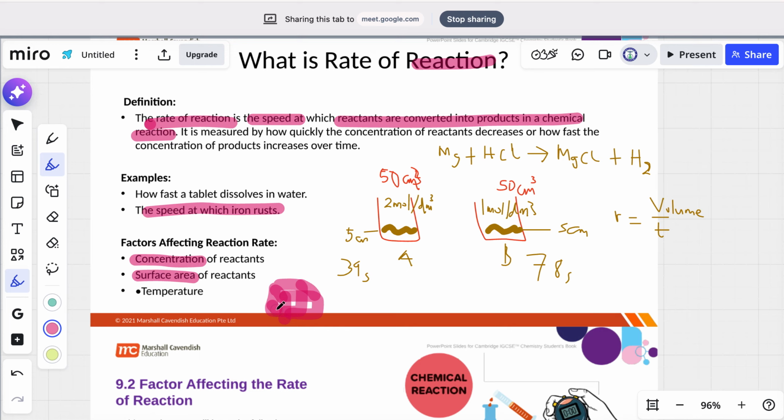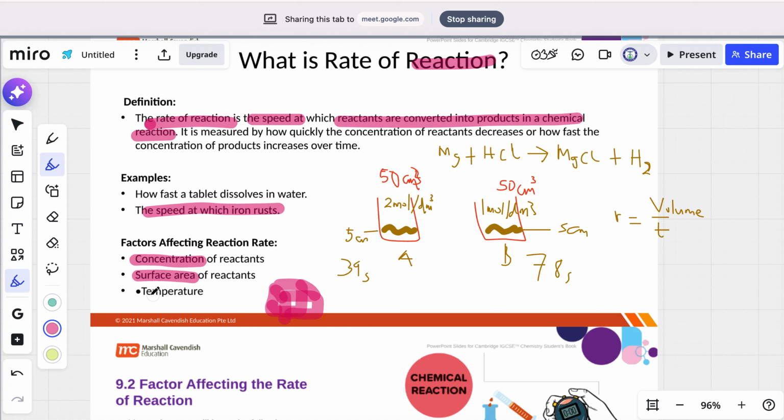Which means if you cut any solid into smaller pieces, you have increased the surface area per unit volume. So the rate of reaction will be faster when you increase the surface area. What we mean by increased surface area is the same substance cut into smaller units. Like this magnesium ribbon, if you cut it into small tiny pieces, the reaction will happen in less than 39 seconds, maybe less than 20 seconds, when reacting with acid. So cutting it into smaller pieces has increased the rate at which the reaction can take place.